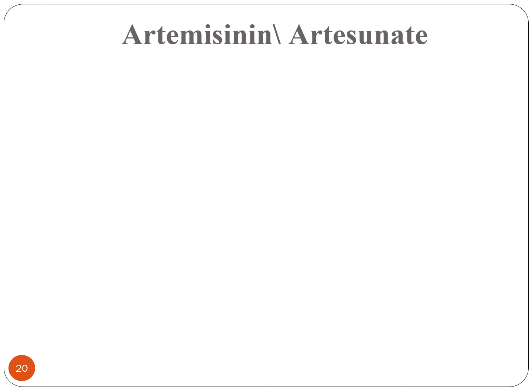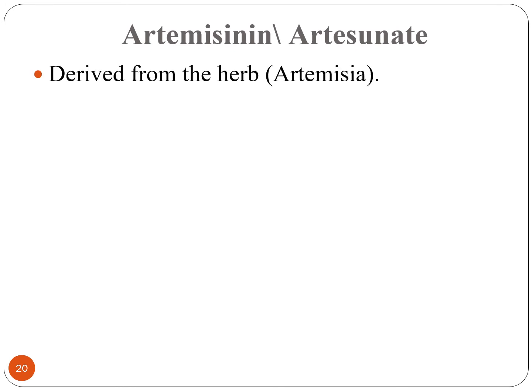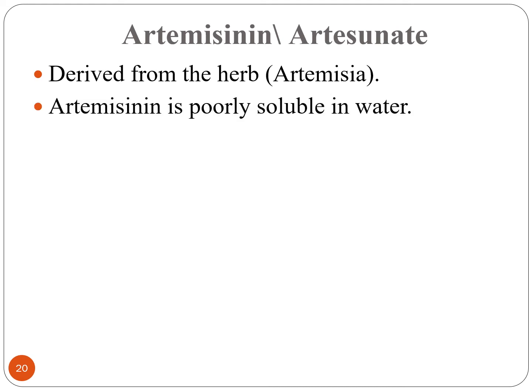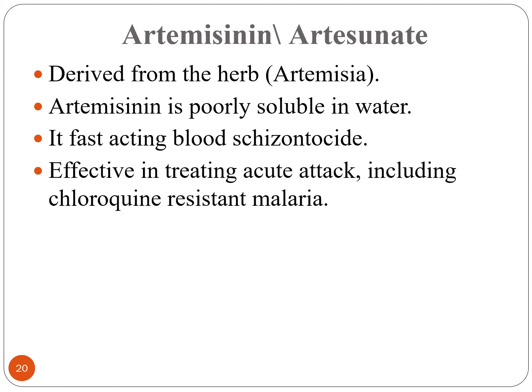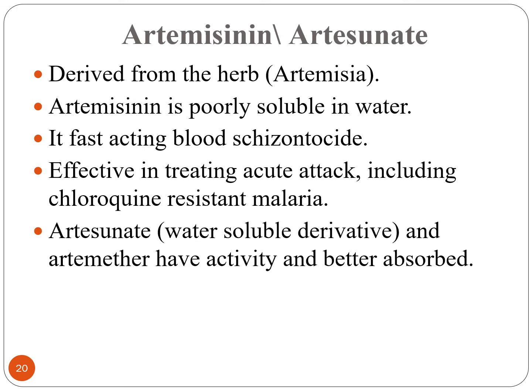We have artemisinin and artesunate, and both of these are derived from a plant herb called Artemisia. Artemisinin is poorly soluble in water, but artesunate has good water solubility, so it can be available as an oral dosage form. Both of them are fast acting blood schizonticides. They are effective in treating an acute attack, including chloroquine resistant malaria.